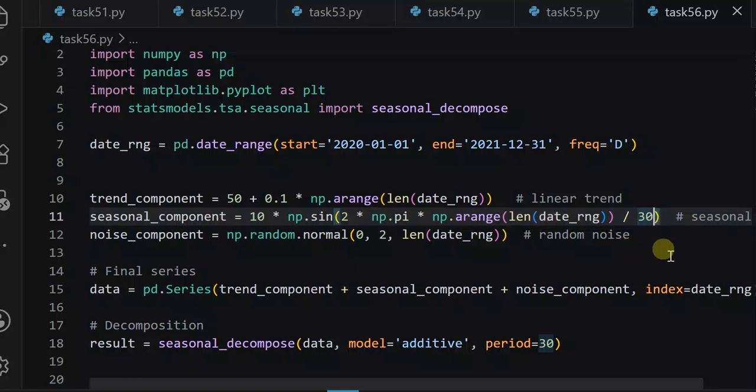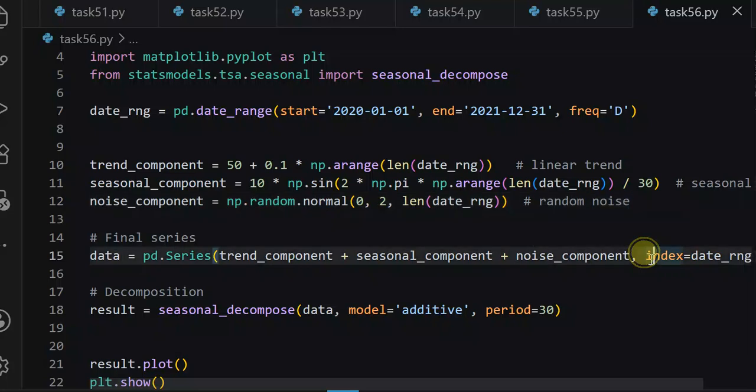Then we create a noise component here, which creates random values. Noise represents unexpected changes, random fluctuations, and errors. Then we create the final time series, which combines all the components: the trend component, seasonal component, and noise component, using the date range.